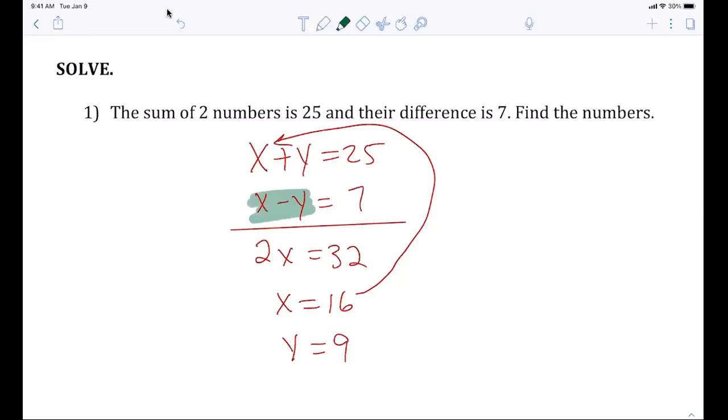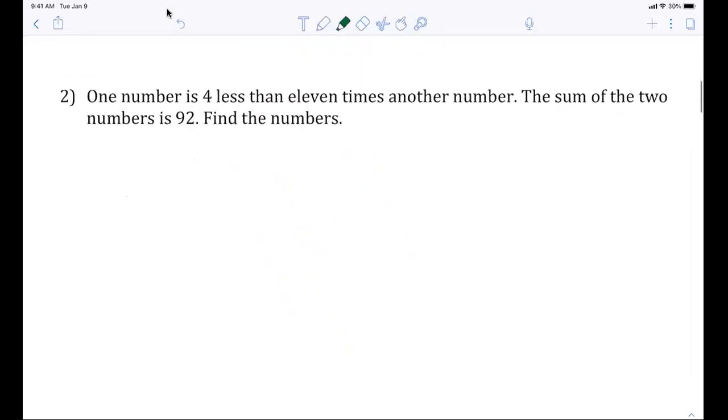Okay? All right, number 2. One number is 4 less than 11 times the other. So x equals 11y minus 4. Then the sum of the two numbers, x plus y, is 92. And now this is a substitution, so we're going to take this and plug it in for x.